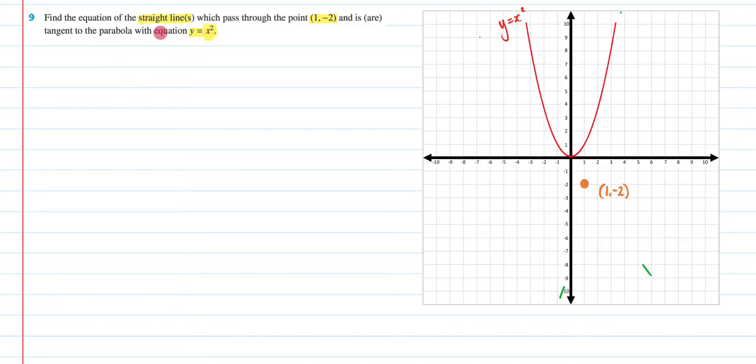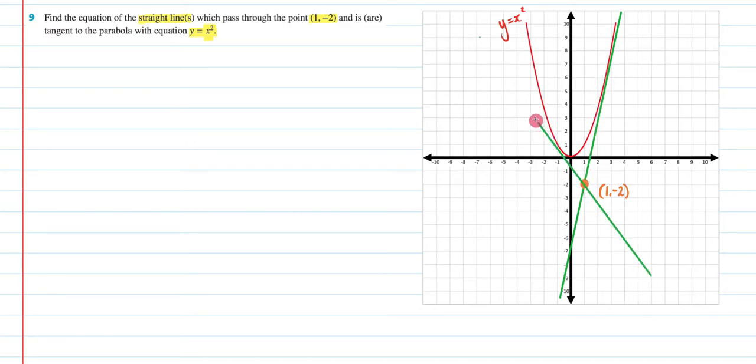Well, the first thing we want to do is visualize it. So I quickly sketched up what y equals x squared is over here. And we know that we want a straight line that is tangent to this, which means it's going to touch it once. And this straight line is also going to pass through the point (1, -2). So if I was to draw my options here, I would have a straight line like this, which you can see is going through my point and is touching my parabola once.